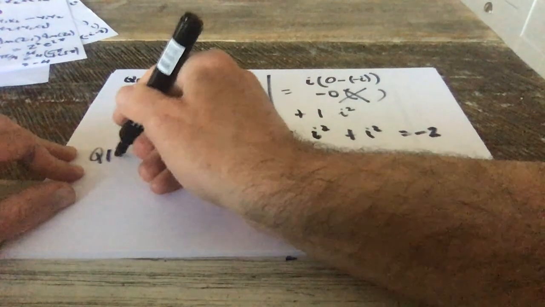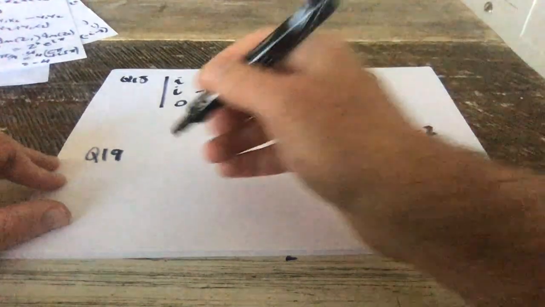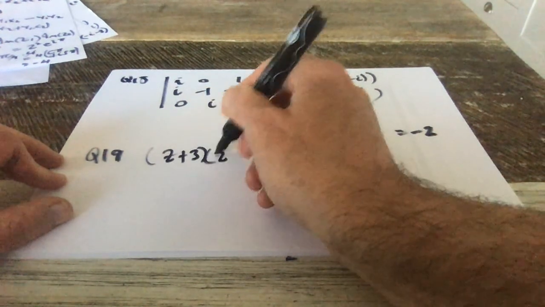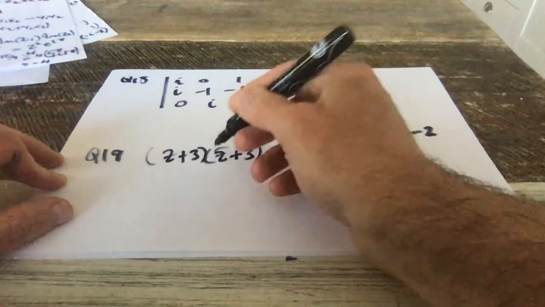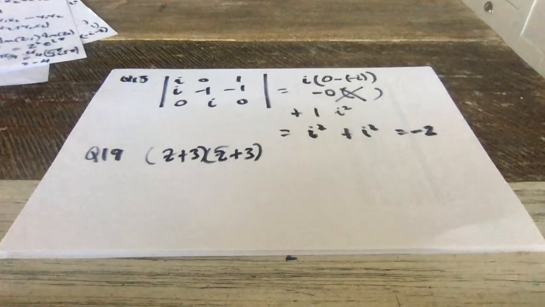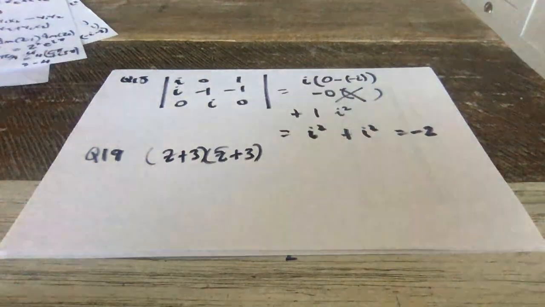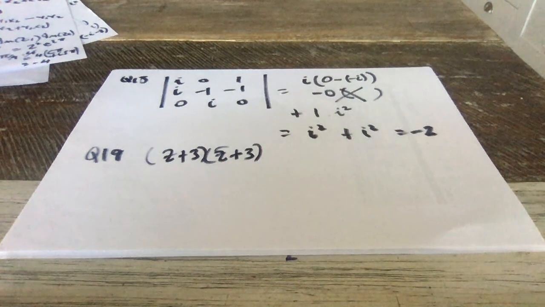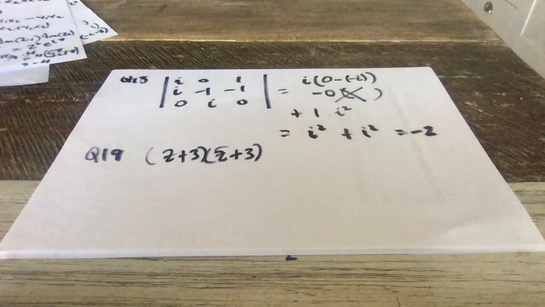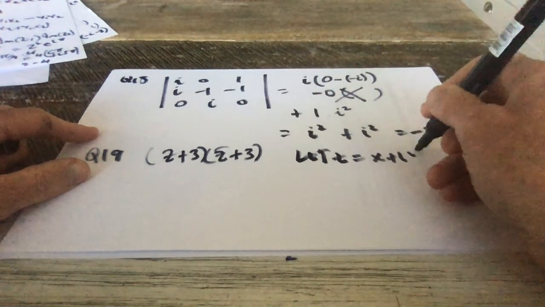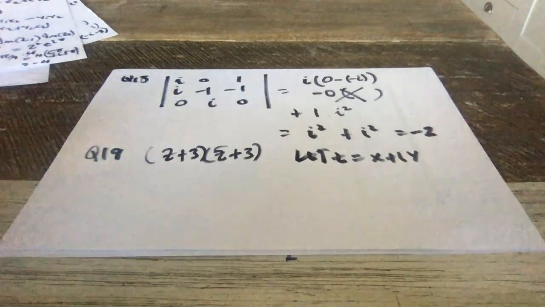Question 19, a bit mathsy, but not too bad. I'm asking for (z plus 3) times (z bar plus 3), where z bar is the complex conjugate. Now, you don't know what z is. You could write it in Cartesian form or polar form, you have a choice. In this case, because you're adding numbers to a complex number, you should use the Cartesian form. So when you're adding things together, you should use the Cartesian form. So let z equal x plus iy.